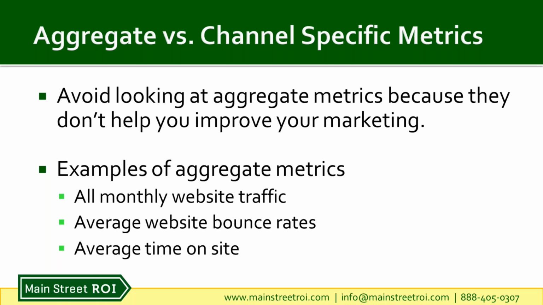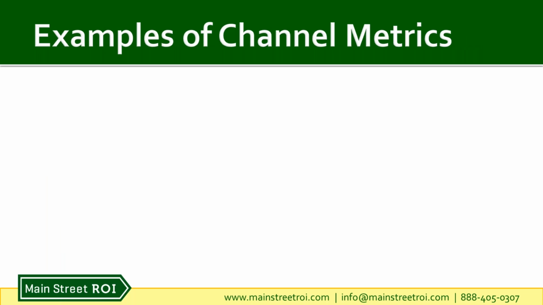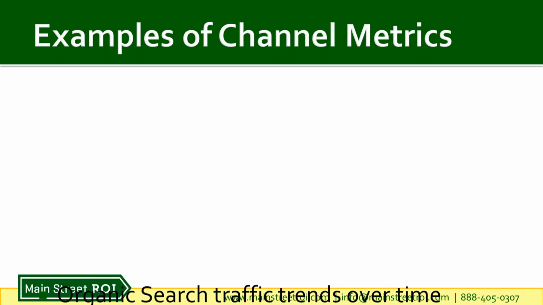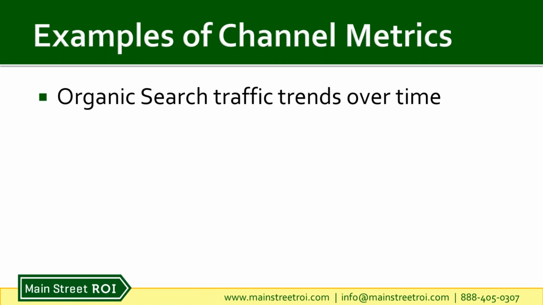Rolling that up into an aggregate number, again, just doesn't tell you much, and even if it was, let's say, a low bounce rate, it certainly doesn't tell you how you can go about fixing that. So instead, you want to look at channel metrics. And here are some examples. You could look at organic search traffic, and specifically the traffic trends over time. So that's a specific channel metric, which is the organic search traffic channel.